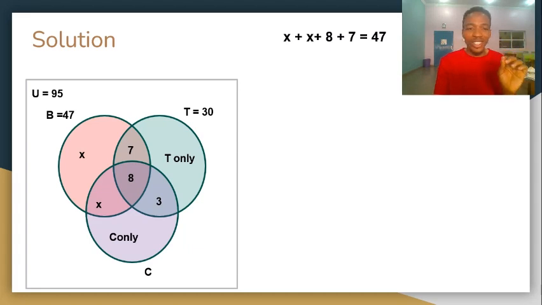So what I try to do is this. Since I'm starting with this circle here, which is bus, if you see the people that are traveling by bus, there are 47. Inside the 47, you have these guys here.